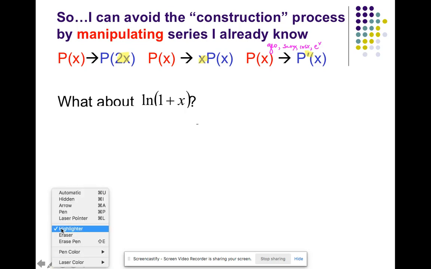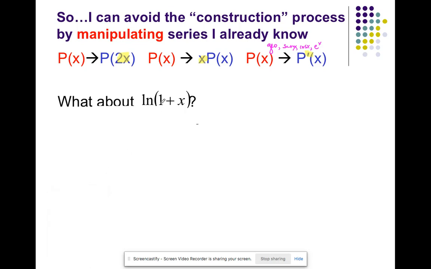Check this one out. What if I want a power series representation for ln of 1 plus x? To do a power series, I would have to do that derivative, and then the second derivative, and then the third derivative, and then use my plugging in, dividing by factorials and all that. But check this out.